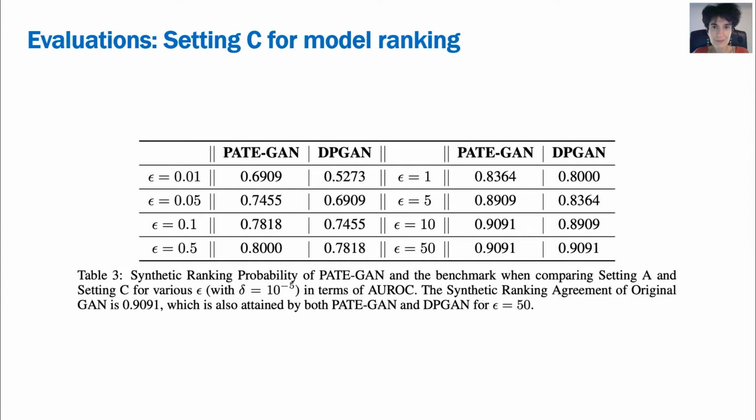If SRA equals 1, it means that the ranking of the models in setting C is the same as the ranking of the models in setting A. This is important because it shows that we can do hyperparameter tuning and model selection only with synthetic data, select a model based on synthetic data, and use that selected model on real data. You can also see here that PATEGAN outperforms DP-GAN with this metric as well, which shows that PATEGAN consistently generates high-quality synthetic data with privacy guarantees.